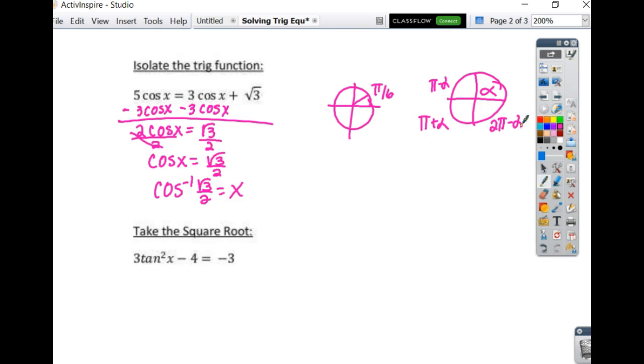So if I get my first one is pi over 6, I know then I want this one, which is going to be 2 pi minus pi over 6. So you need the common denominators, which would be 12 pi over 6. Which would give me 11 pi over 6. So I got two answers, both where the cosine is positive.